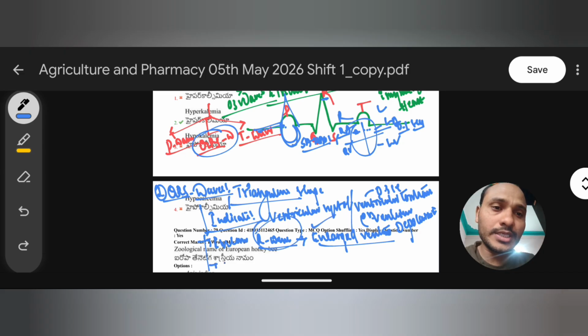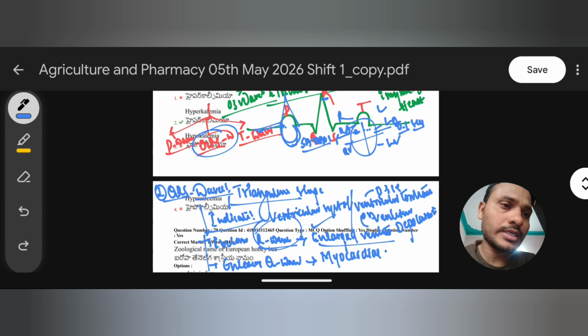And very important: if there is an enlarged Q wave, it indicates myocardial infarction. Simply, myocardial infarction is nothing but a heart attack. For example, here, there are no Q waves like this.